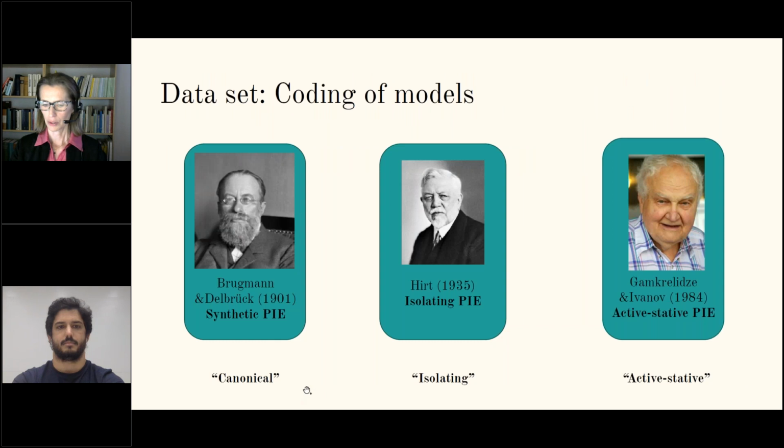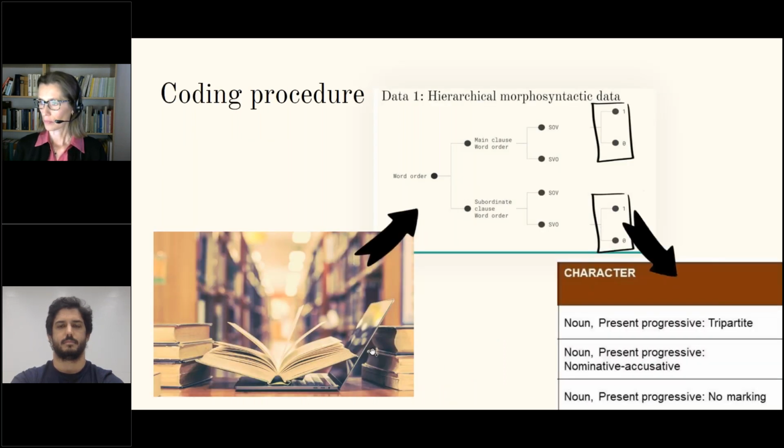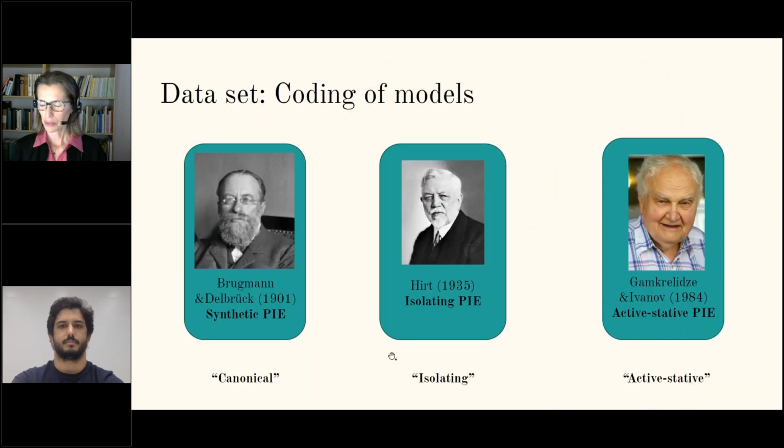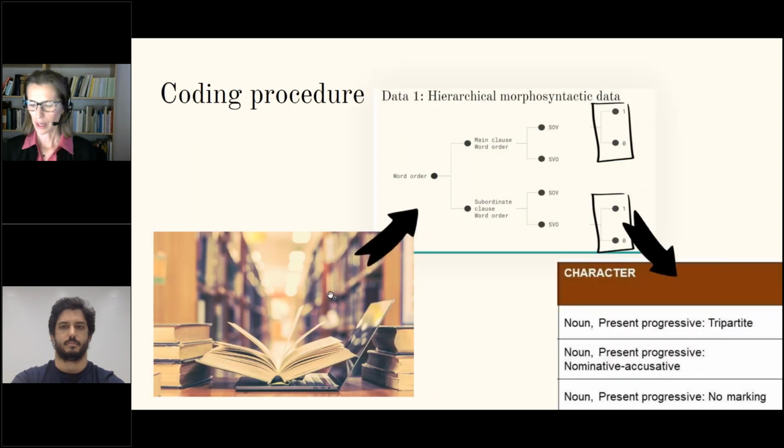Another coding is that we select three representative grammars to code the three basic models of reconstruction for Proto-Indo-European. We select these three descriptions because they give complete descriptions of all, or include all, the features that we have in our data. And then we use these three models: the canonical model, the active stative model, and the isolating model.